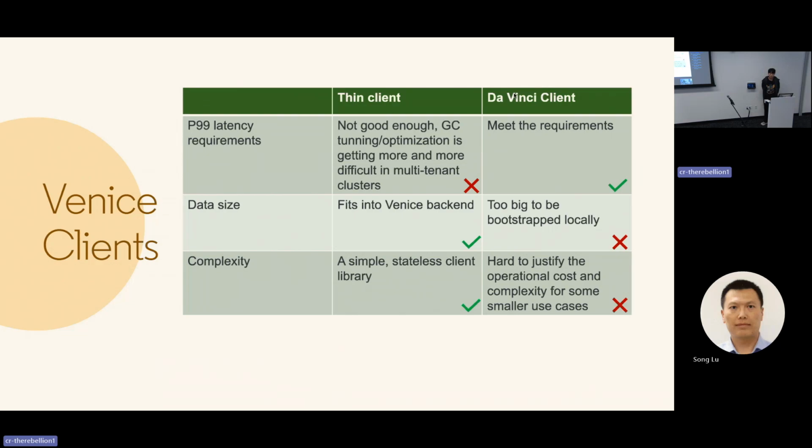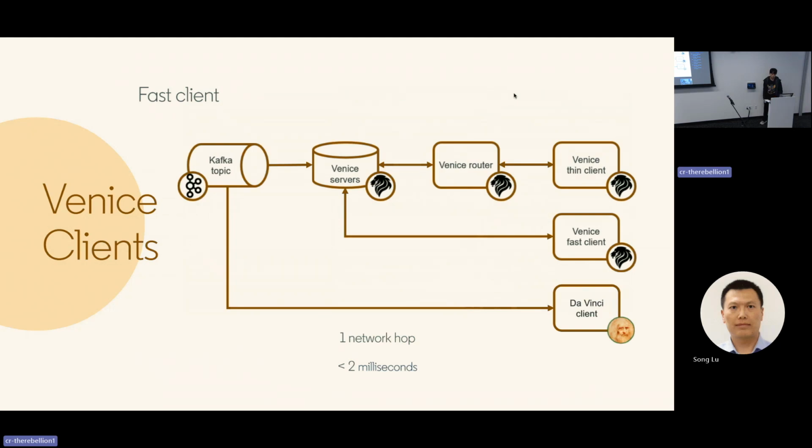The Da Vinci client, on the other hand, will definitely meet the latency requirements. However, the data is either too big to be bootstrapped locally, or it's just hard to justify the operational cost and complexity introduced by the Da Vinci client for some of the app users to maintain and run it. And that's when we introduced the fast client, where we just bypass the router to get some performance boost, but we still have the data stored on the Venice servers.